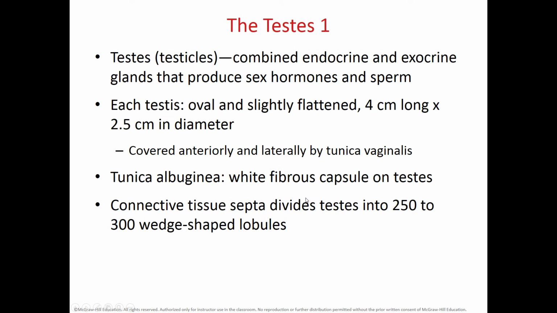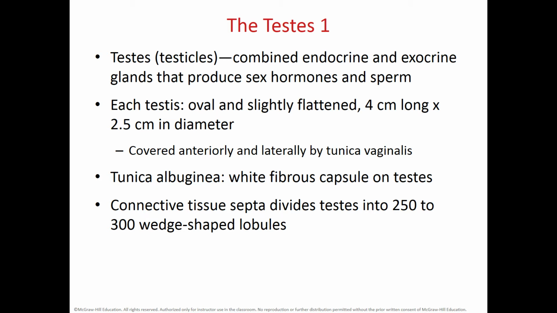Okay, so for the testes. The testes are the gamete-producing organs of the males. They are located outside the body in the scrotum, and they are considered mixed glands. They are endocrine because they secrete testosterone and inhibin that go into the bloodstream, and they are exocrine because they secrete the sperm cells to the outside of the body. The dimensions of the testes are 4 by 2.5 centimeters.